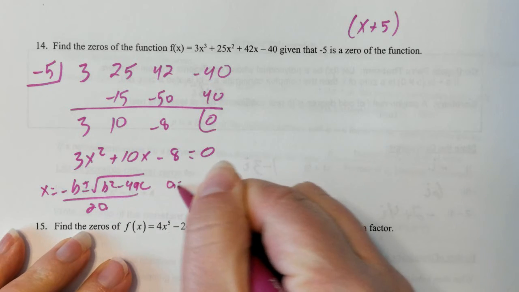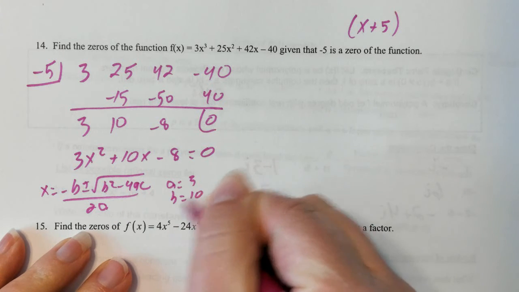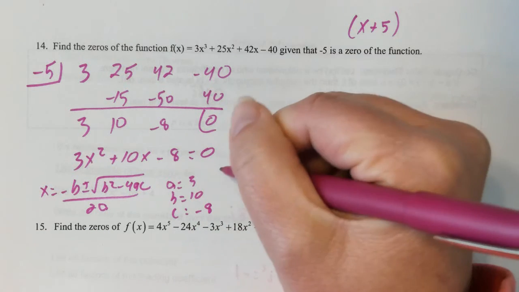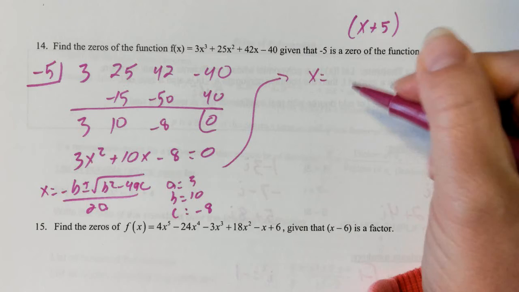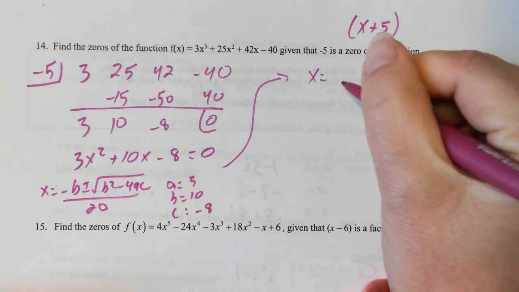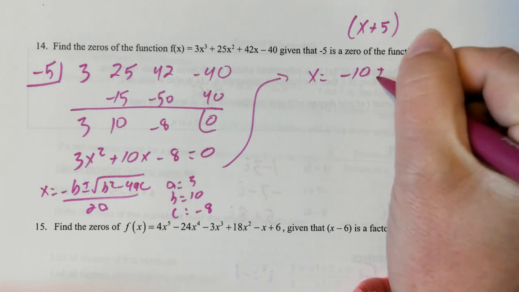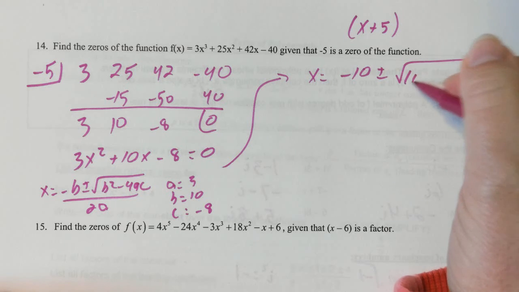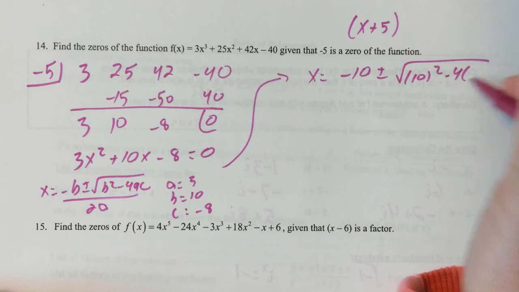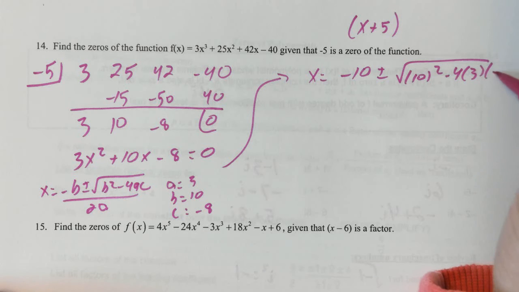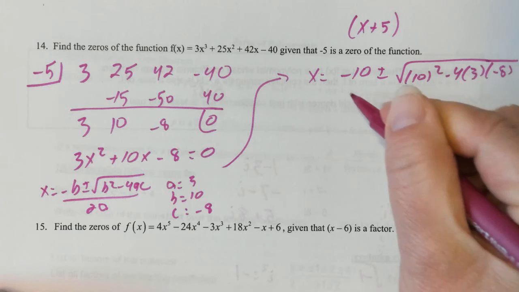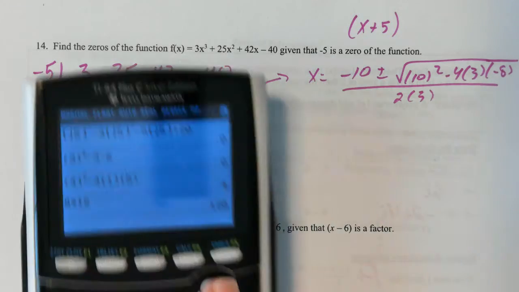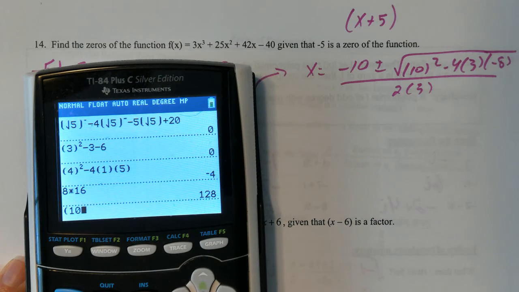With a value of 3, b is 10, and c is negative 8. We can plug those values in. So x equals negative b. b is 10, so negative b is negative 10, plus or minus the square root of b squared, well, b is 10, so 10 squared minus 4 times 3 times negative 8, all over 2 times 3. All right, let's work out what's under the radical.